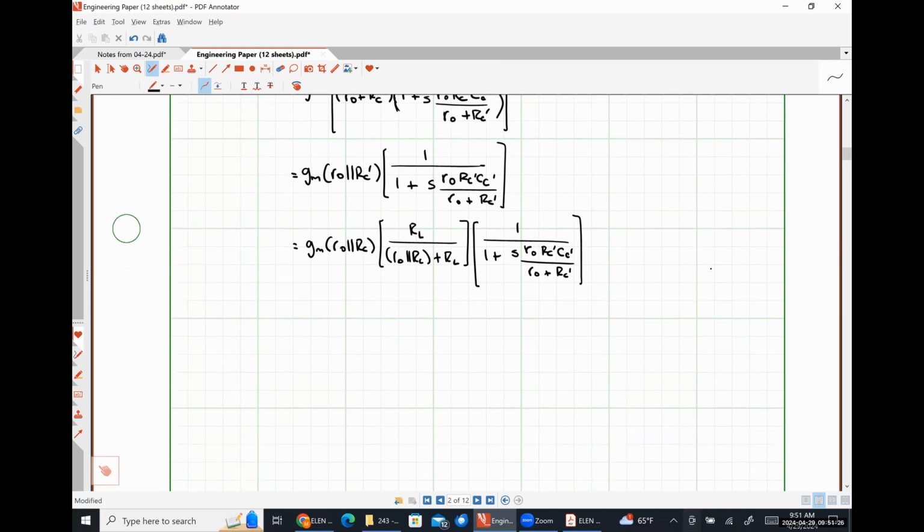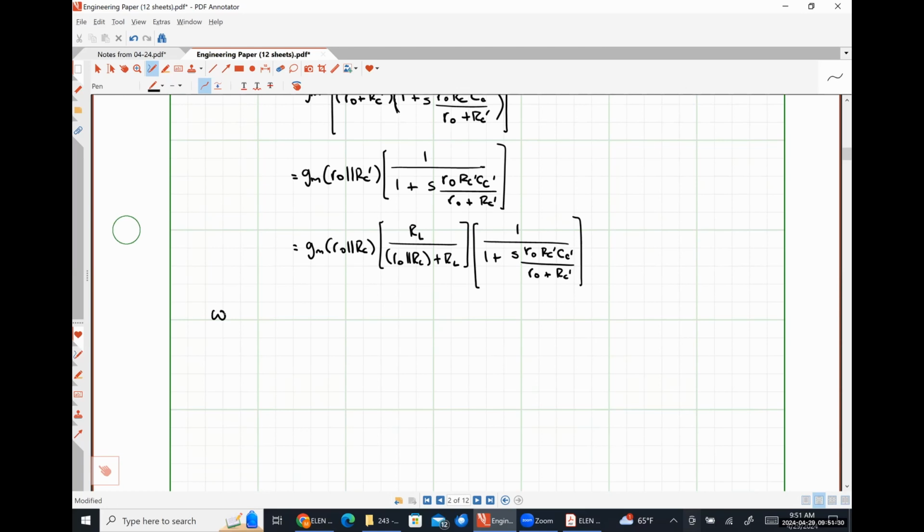So we should see that our first pole of this system, so this would be omega pH1, is negative R naught plus RC prime divided by R naught times RC prime times CC prime, or negative R naught plus RC in parallel with RL over R naught times RC in parallel with RL times C mu plus CCS.